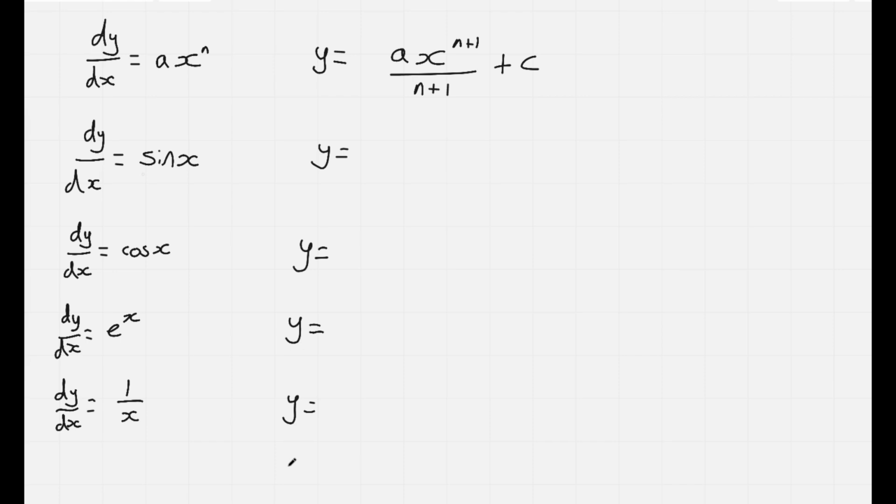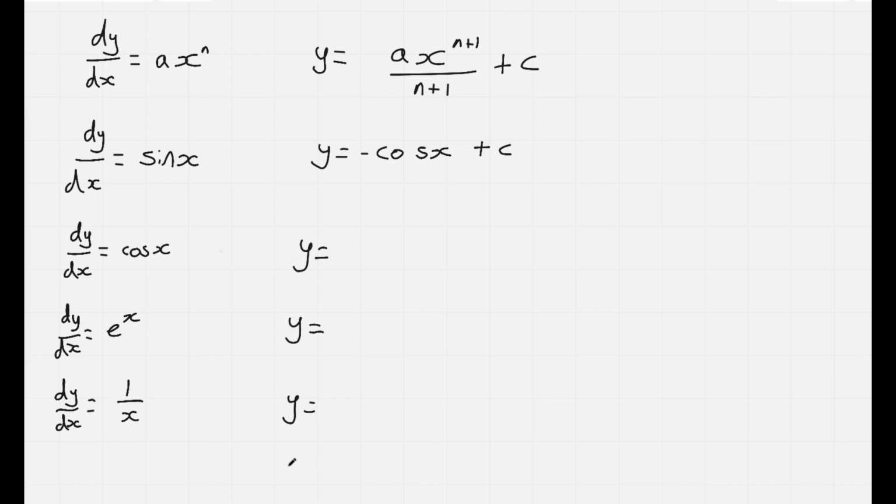The rest of them are fairly simple. So the sine x, well, what differentiates to sine x? That's cos, but this one's a little bit weird, simply because cos x differentiates to minus sine. So I need to put this minus here. The minuses will cancel. And I put plus c again, constants differentiate to 0.